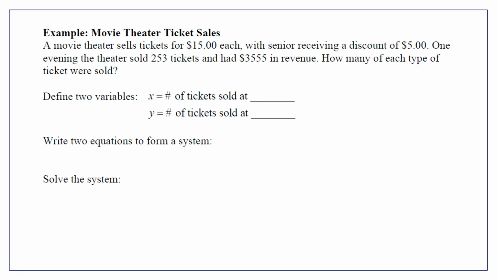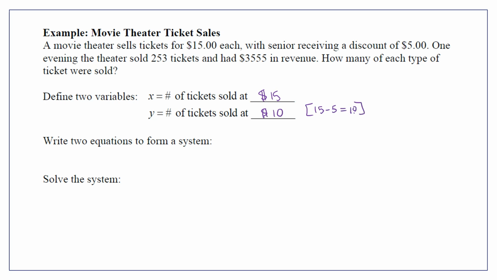So the first thing we're going to do when presented with a word problem like this is define our 2 variables. So x is going to represent the number of tickets sold at $15, and y is going to represent the number of tickets sold at the discount of $5. So in other words, $10. And we found that by taking 15 minus 5, which equals 10.